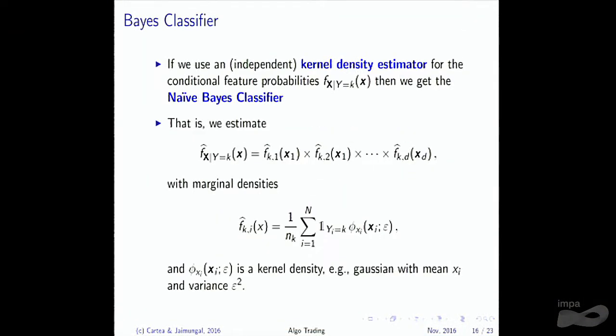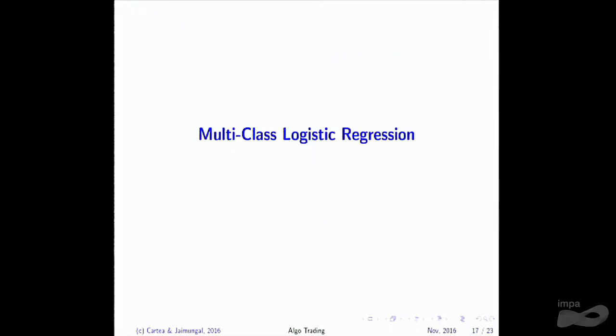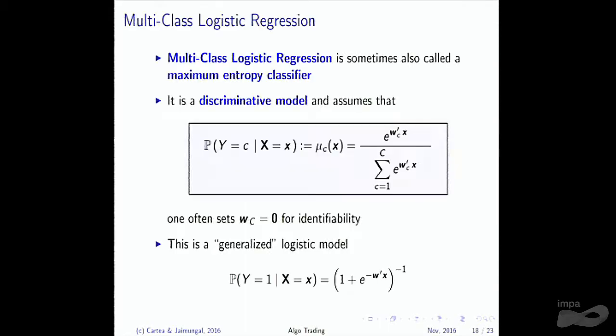But what I have done is this next methodology, multi-class logistic regression. This looks at the other approach for modeling. So here, instead of modeling the distribution of points in feature space given a class, you model the probability that you are in a class given a point in feature space. Remember, I told you there are two different approaches to doing classification.